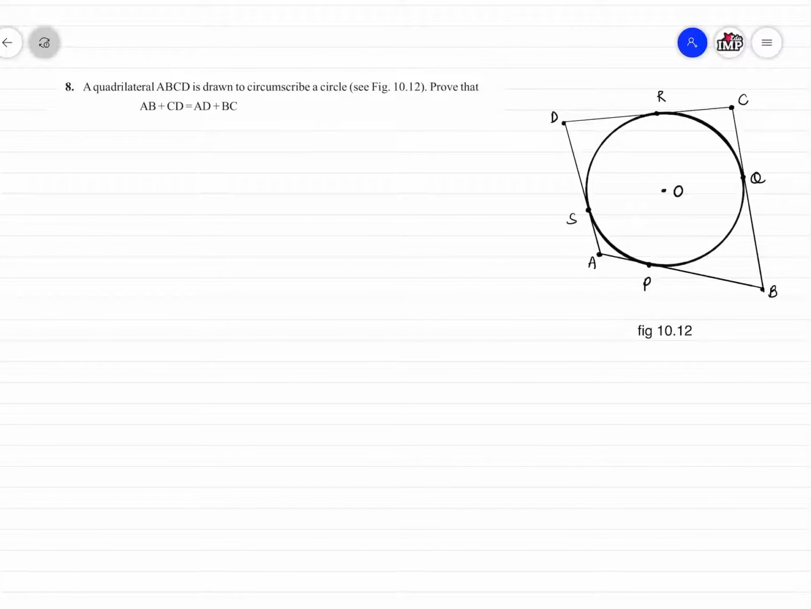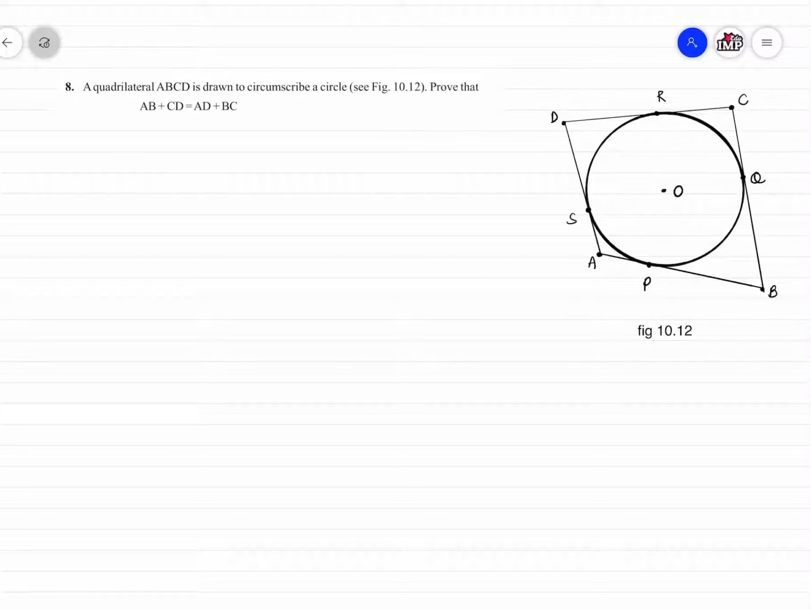In this video, we're looking at problem sum 8 from exercise 10.2. Let's begin with the problem statement. A quadrilateral ABCD is drawn to circumscribe a circle. See figure 10.12. Prove that AB plus CD is equal to AD plus BC. Now, they've already given us the figure, so it's fairly easy.